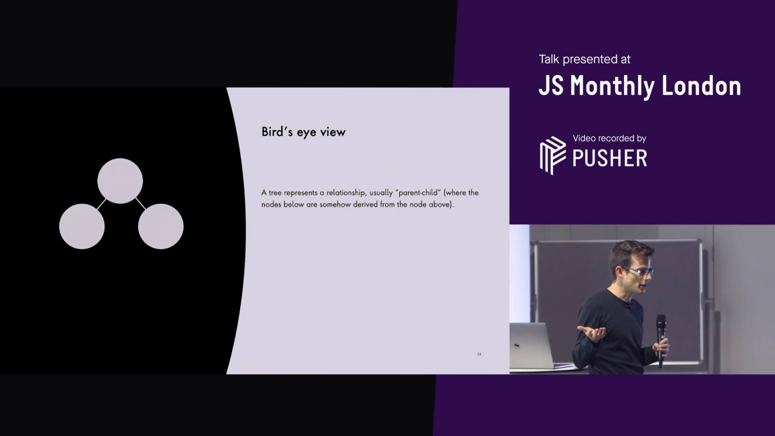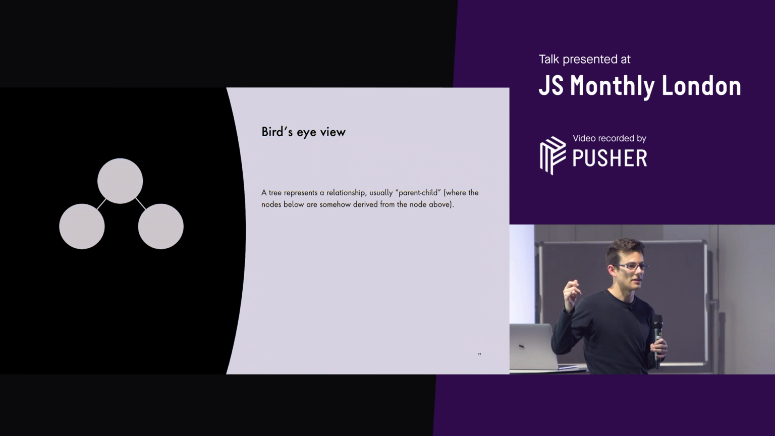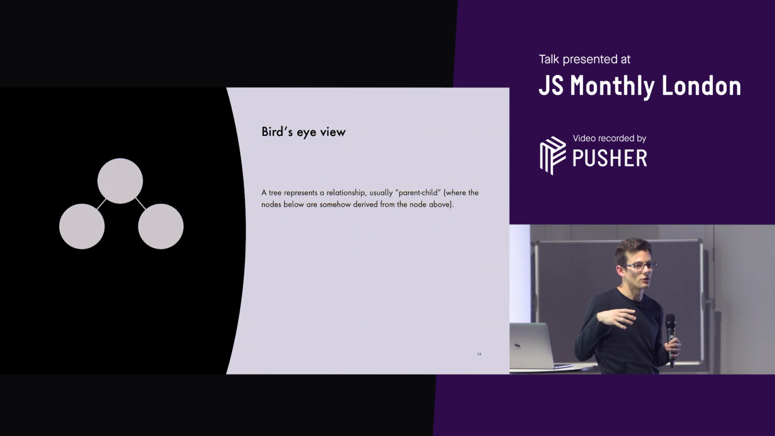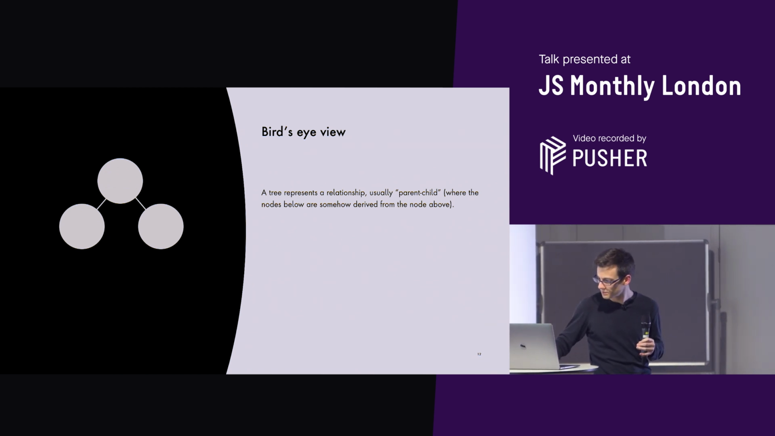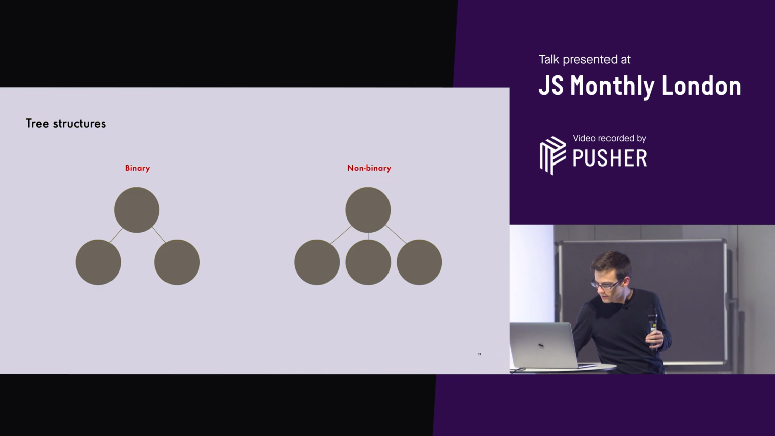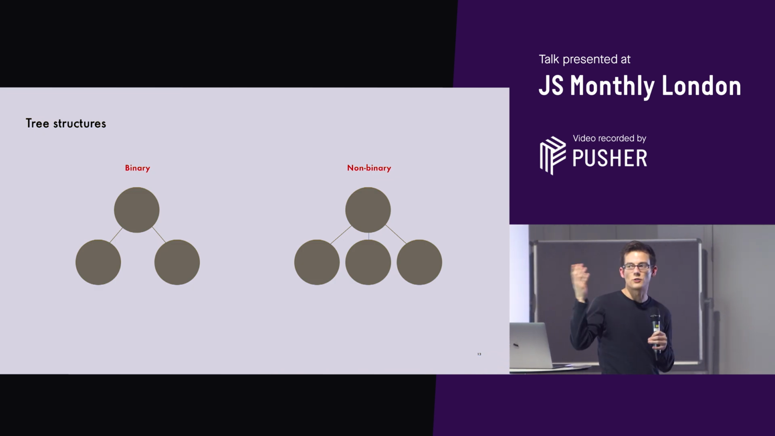If you're not familiar with a tree, it is more or less just a relationship of parent-child. The child is generally somehow derived from the parent or in some way related. If you're doing maths and you're doing like an ordered tree or something, the children will be smaller than the parent, something like that. In terms of structure, if you're not familiar, there's generally two different kinds, binary, non-binary. Binary are the boring ones. Non-binary are the interesting ones.